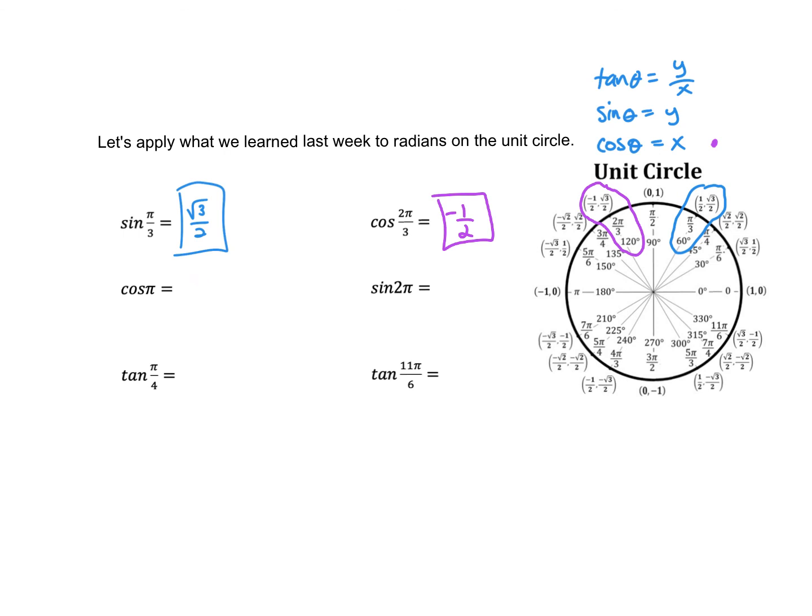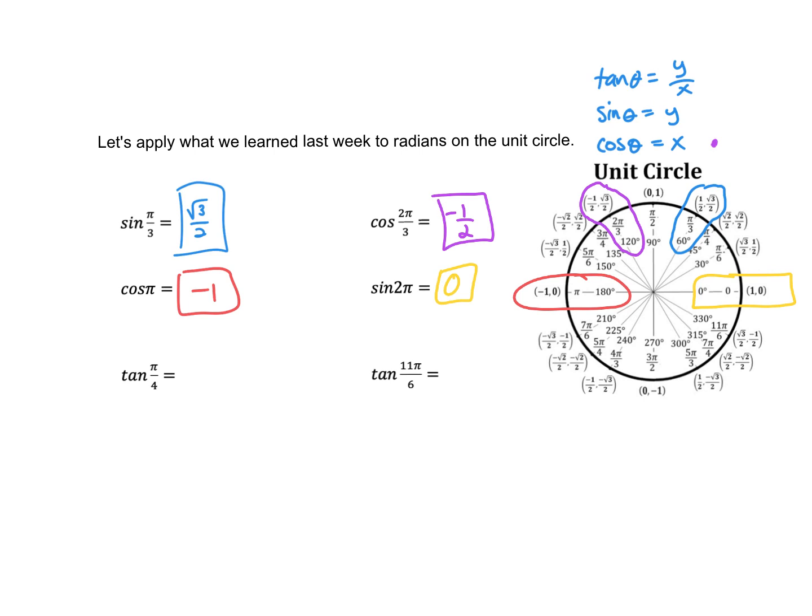All right, how about cosine of pi? So if we do cosine of pi, that's right here. Cosine is the x value, so this would be negative 1. What about sine of 2 pi? 2 pi is not the same as 0, but it's the same ending value, or coterminal angle, as 0, and 2 pi is one rotation around. And so sine is the y value. This would just be 0 because the coordinate is 1, 0.